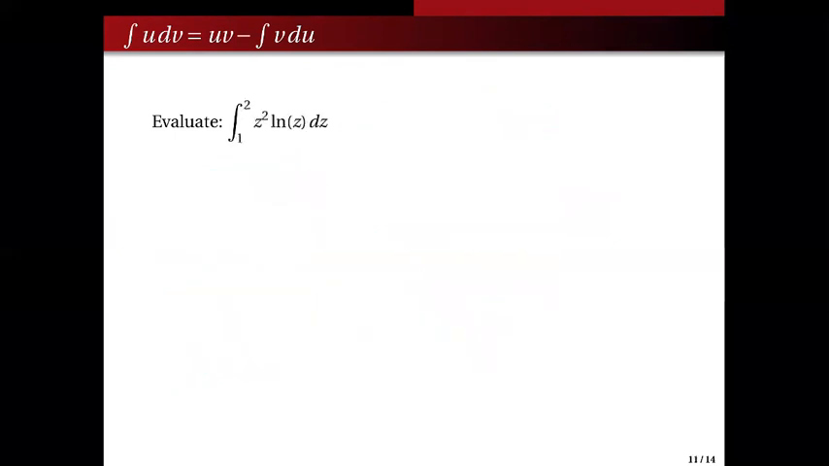Next problem here, we have integral from 1 to 2 of z squared ln of z dz. I'll just skip this because this is similar to the first two problems that we had. So I'll ask you to work on this. This is now a definite integral, so don't forget to evaluate the definite integral or evaluate at the limits of integration.